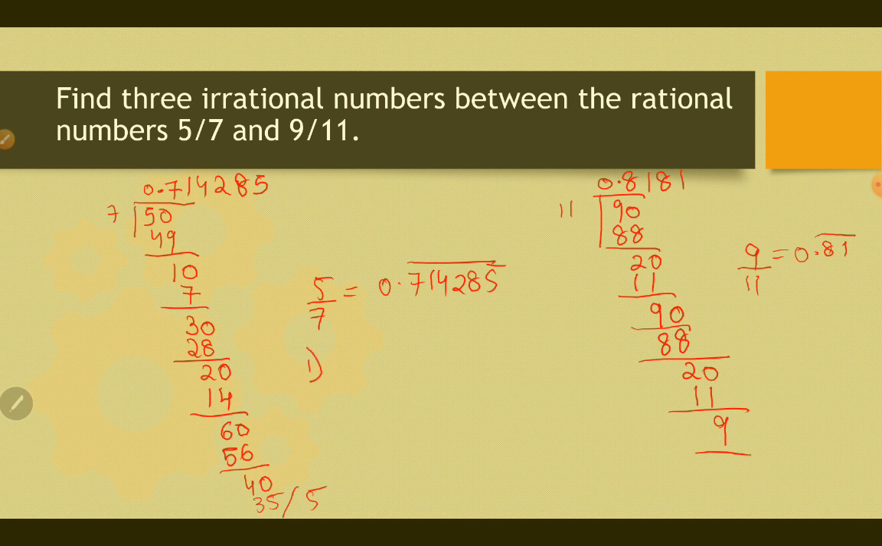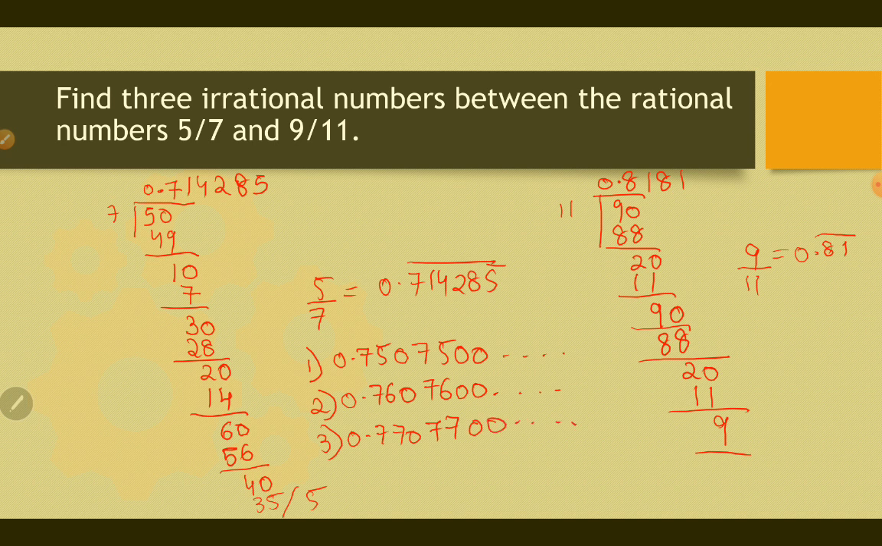So for numbers between these two numbers, any irrational number you can take. I'm taking these numbers: first, 0.750750..., it goes on. Second, 0.7607600..., and it goes on. Third, 0.770770..., and it goes on.